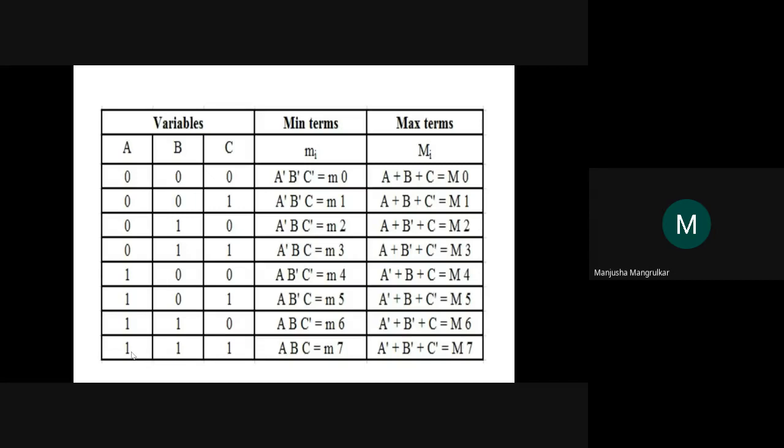We'll see the last example, 1, 1, 1. So min term is A ANDing B ANDing C. But what will be the max term? A complement ORing B complement ORing C complement. So just reverse of that min term and max term. If any Boolean equation you will get, A, B, C, you can change this into the max term, A complement plus B complement plus C complement, as we have seen in our De Morgan's theorem. A, B whole complement is equal to A complement plus B complement. We have seen that. So same concept over here, the min and max term, right?